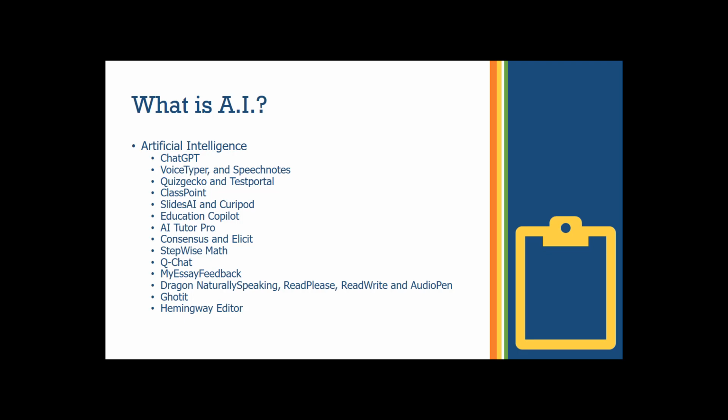So, some popular AI resources used by students and teachers are ChatGPT. Instructors use it to generate questions, activity ideas, examples, lesson plans, and case studies. Students use it as a personal tutor, a debate partner, and for writing. Voice typer and speech notes are AI that allow you to speak and then they type it into text for you. You can transcribe any audio and video recordings, including your instructor's lectures. It'll type it up for you.